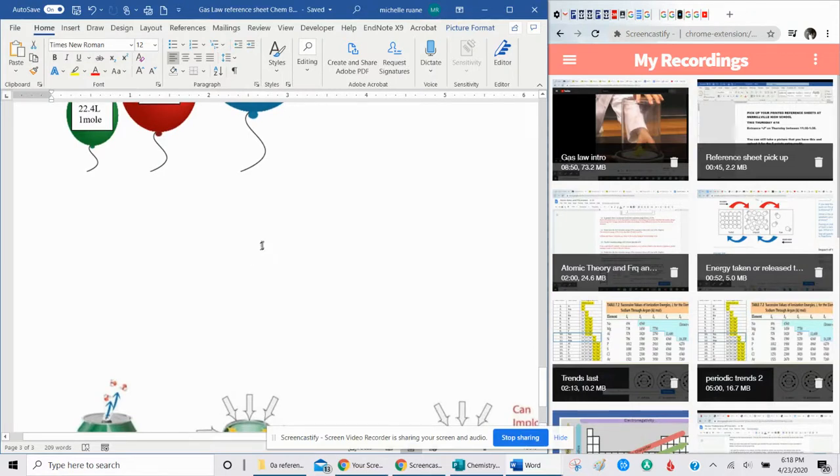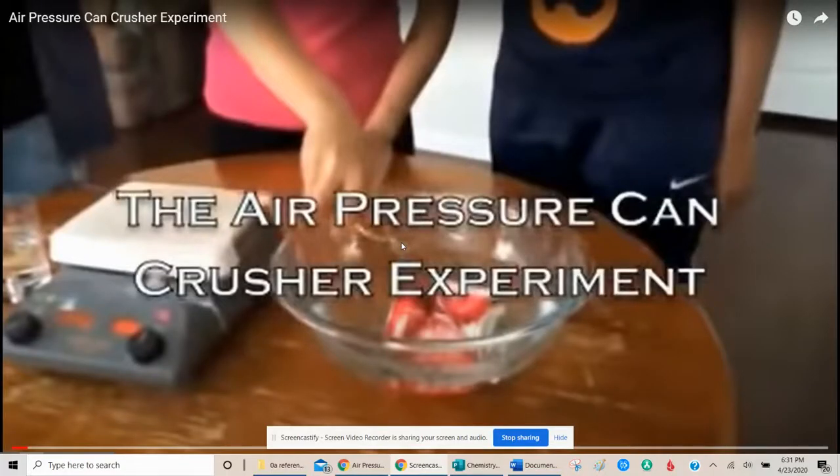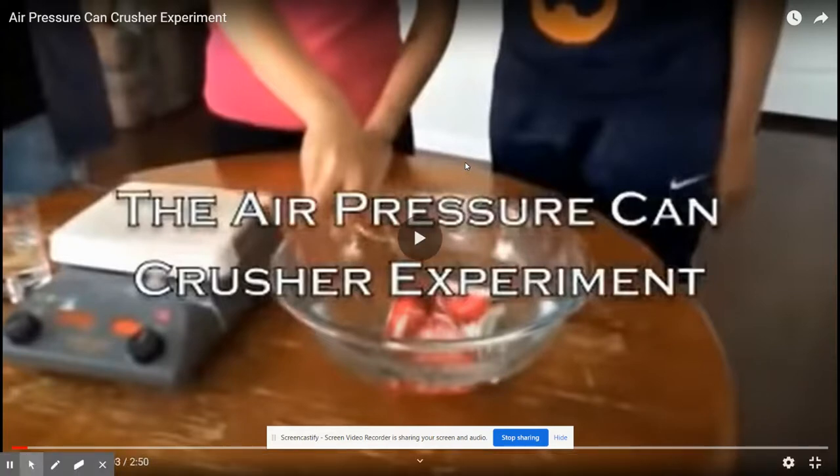Okay, so the last thing I want to go over with you is this imploding can. Here's a fun experiment you can do at home. Instead of using a hot plate, you can do this right over your stove, and I would recommend that you put ice in this bowl full of water. This is going to explain air pressure inside and outside of a can with changing temperature, and they do a really nice job.